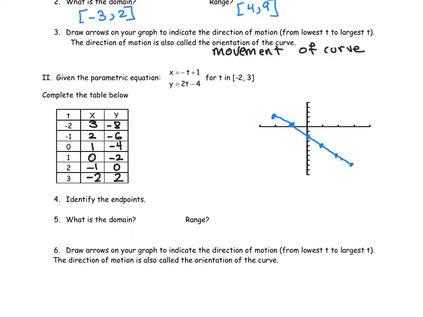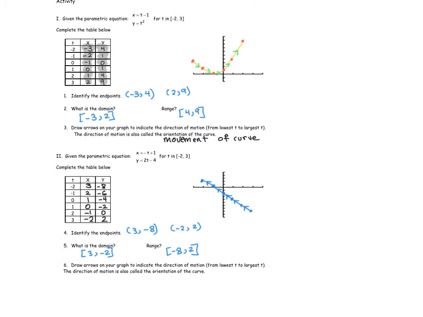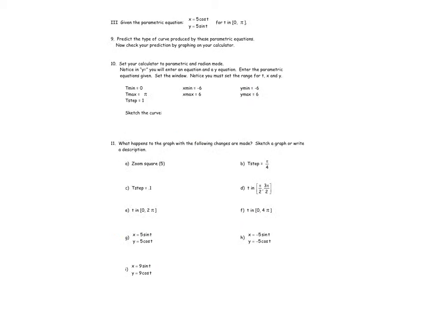And remember to indicate the direction. Remember, from the lowest t, and that corresponds to 3, -8, which is this point. So the orientation of the curve is going to be in this direction. So the 2 endpoints are 3, -8, and -2, 2. And the domain is going to be from -2 to 3, inclusive, and the range is going to be from -8 to 2, inclusive as well. So that's number 1 and 2, and that's how you graph parametric equations. Now let's move on to the next page.